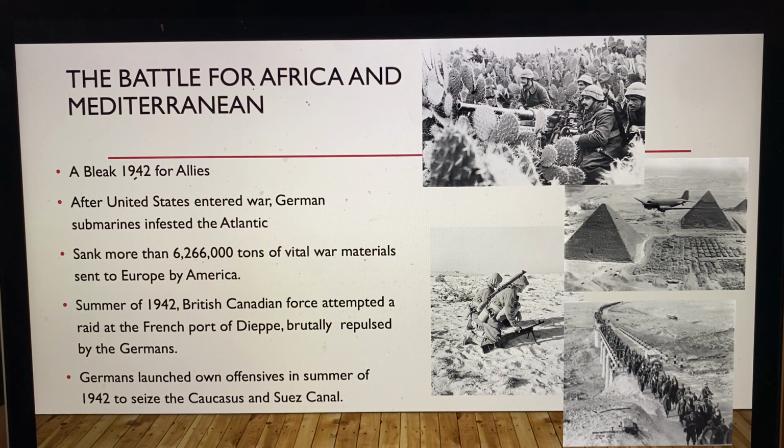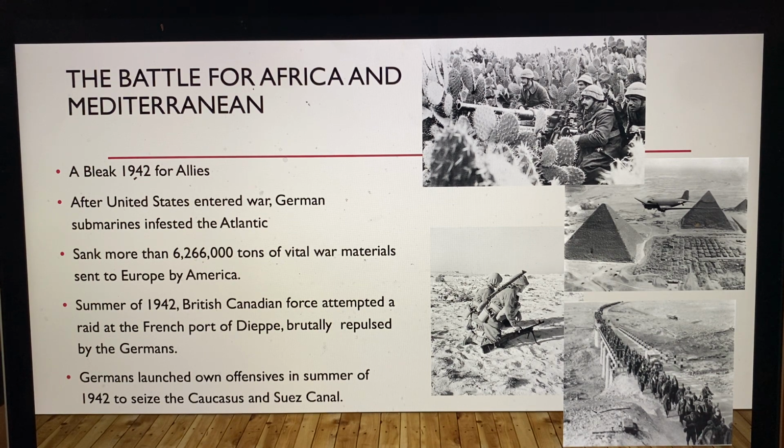So the battle for Africa and the Mediterranean, well, it was bleak in 1942 for the Allies. Who were the Allies? The United States, England, France, Canada, Australia. It's pretty bleak. The Germans had a foothold. Then after the United States entered the war, the German submarines infested the Atlantic Ocean. So the submarines were all over.